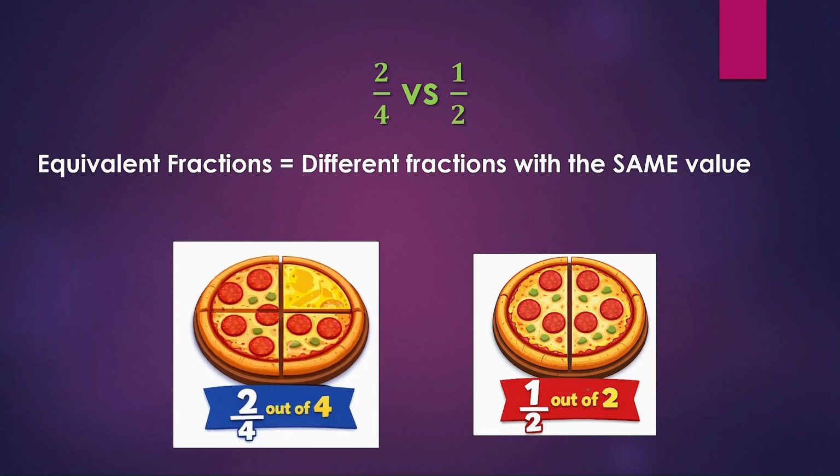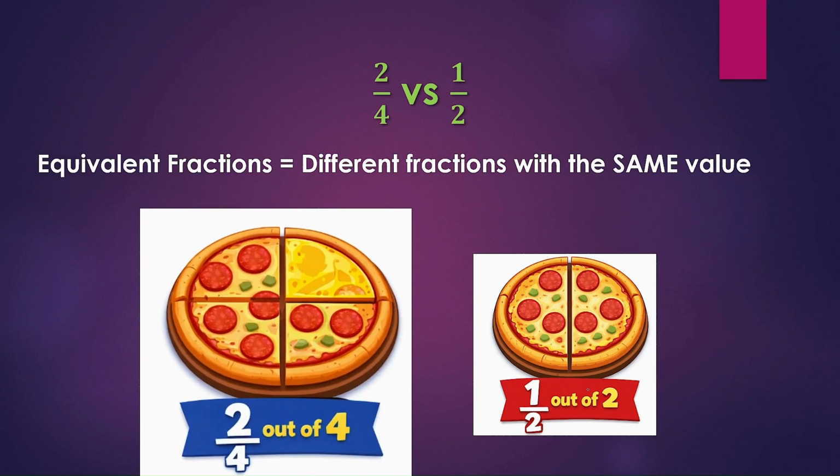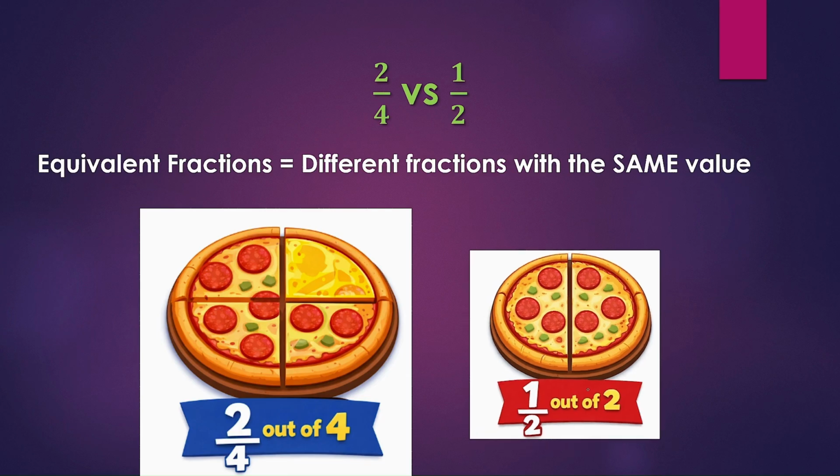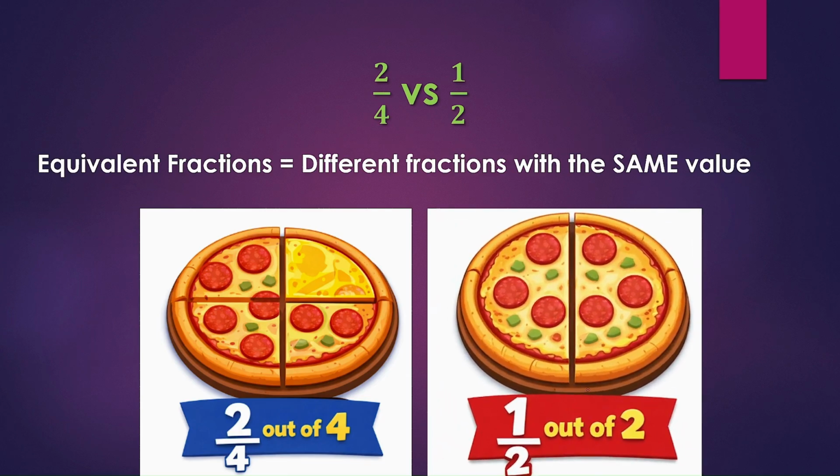When we cut a pizza into 4 slices and you eat 2 of them, that's 2 by 4. And if the same pizza is cut into 2 pieces or 2 slices and you eat one of them, it is 1 by 2. Even though the numbers are different, the amount you ate is exactly the same. This is the secret. They look different but mean the same part. They have the same value but are written with different numbers.